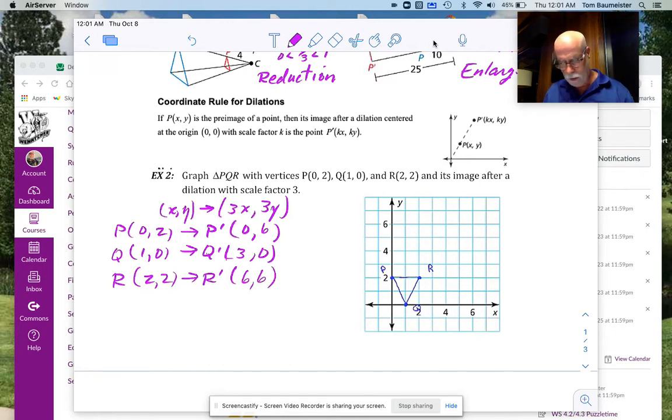All right, so now let's just go ahead and map those here. Since you're doing it, you're going to be graphing some of these. So my guess is they'll just let you put the points. Hopefully they'll let you put the primes there. So we had (0, 6). We had (3, 0). And we had (6, 6). And again, that was for R prime. Connect the dots.